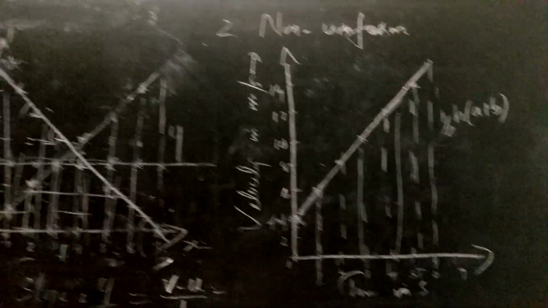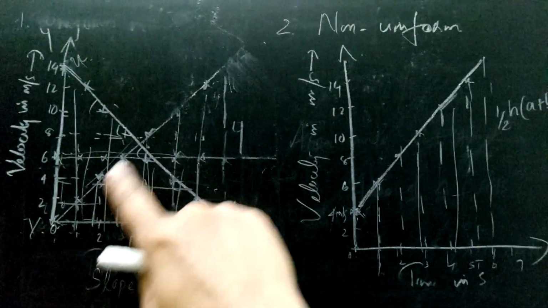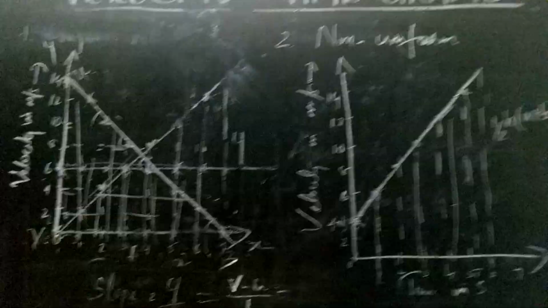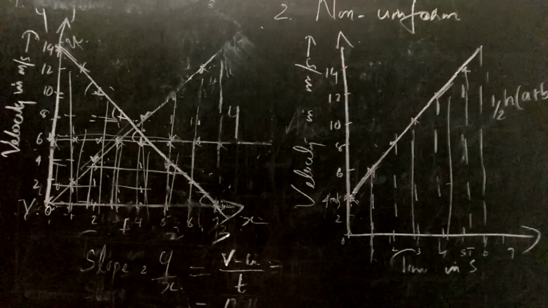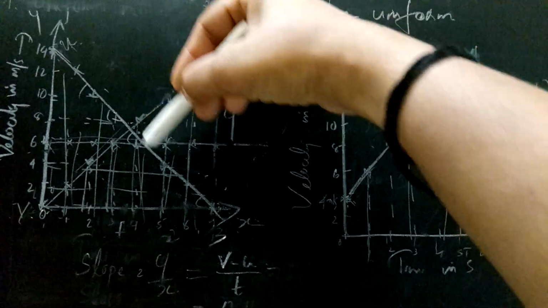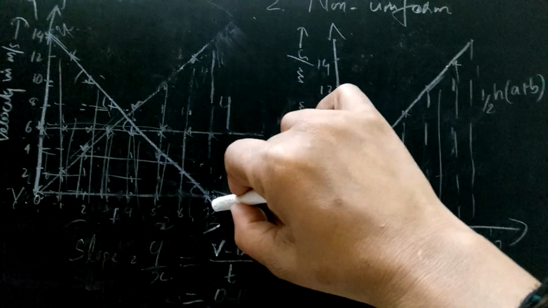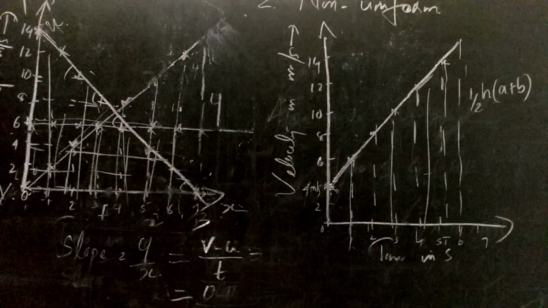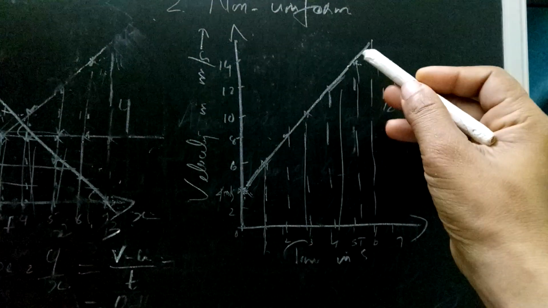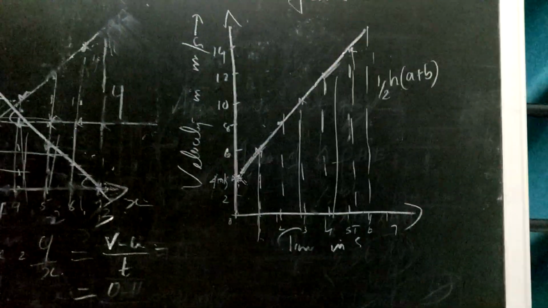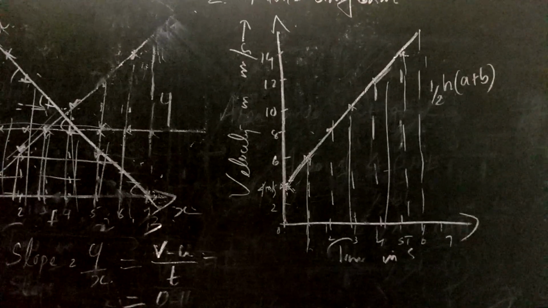Is it clear? The first one is the velocity time graph for uniform motion, and this is the velocity time graph for non-uniform motion which starts from rest and whose velocity increases uniformly, having uniform acceleration and positive acceleration. This is the velocity time graph for non-uniform motion whose velocity decreases uniformly and finally comes to rest, having uniform acceleration and negative acceleration. This is the velocity time graph for non-uniform motion which is initially not at rest, but its velocity increases uniformly. Is it clear? So these are the graphs.